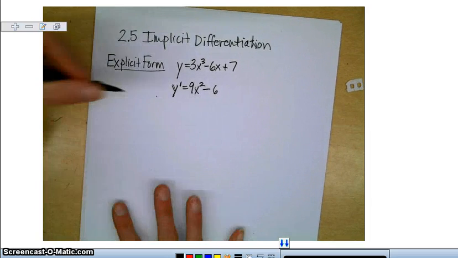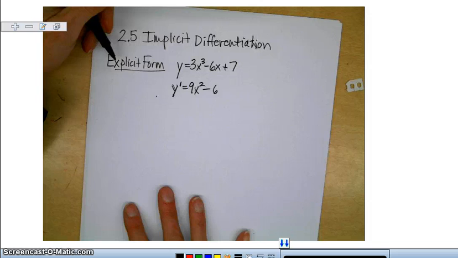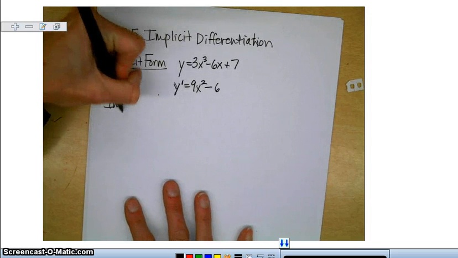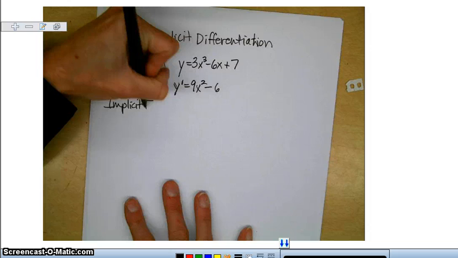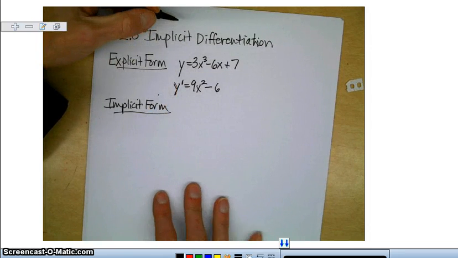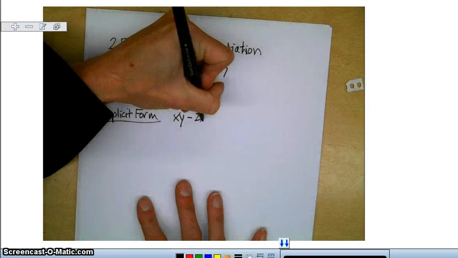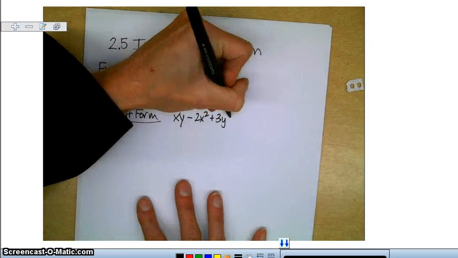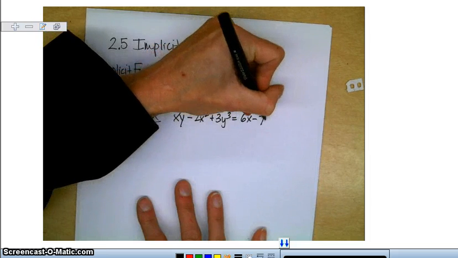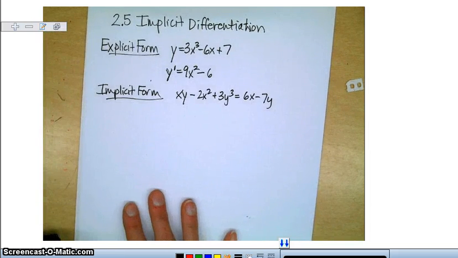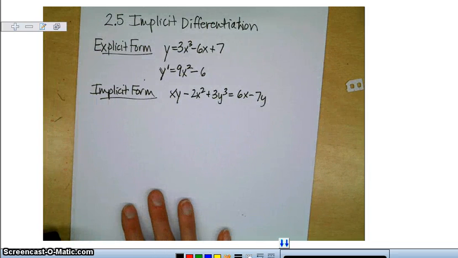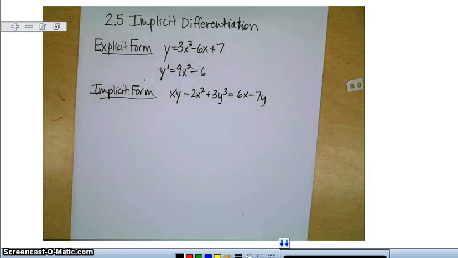Now, other equations don't have to be written in explicit form. They can be written in something called implicit form. And implicit form is something that looks a lot messier, like xy minus 2x squared plus 3y cubed equals 6x minus 7y. It's implicit form because the x's and y's are just mixed up. There's x's and y's on both sides of the equation and y's not by itself.